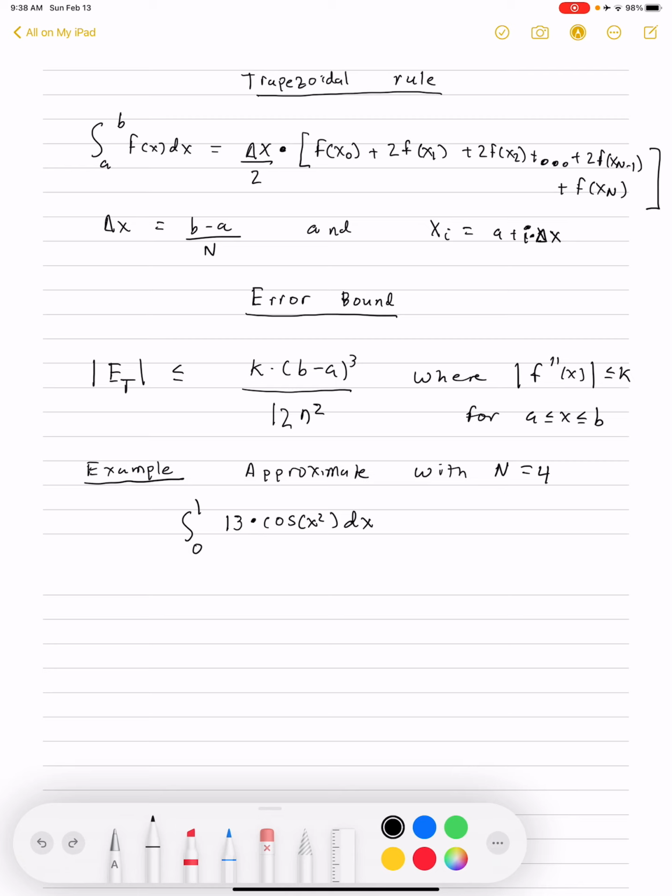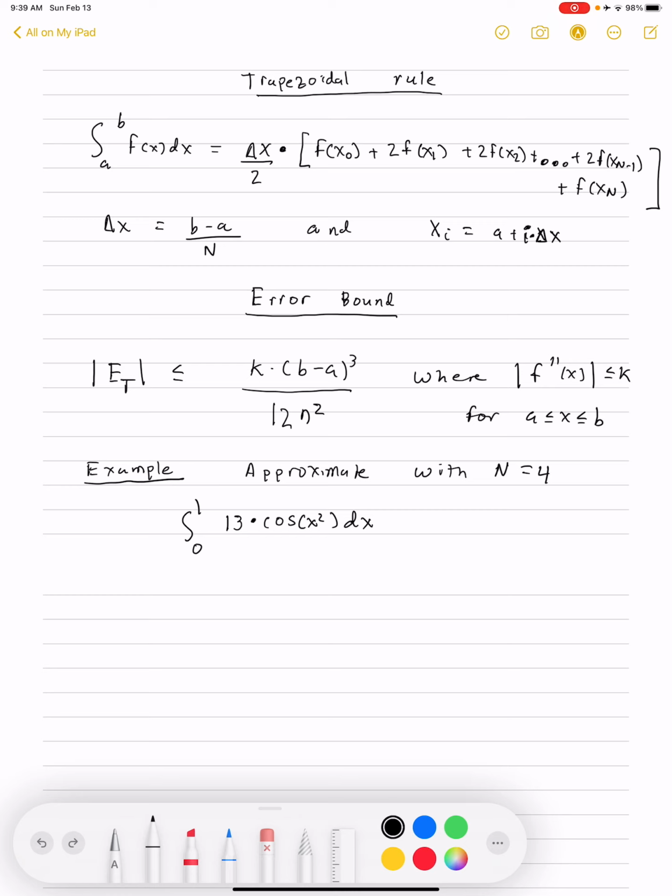The error bound is very similar to previous ones we've seen, but its denominator is slightly different. It's k times b minus a cubed divided by 12n squared, where again the k is given by a bound for the second derivative. And in this example, we're going to approximate the integral from 0 to 1 of 13 times cosine of x squared.